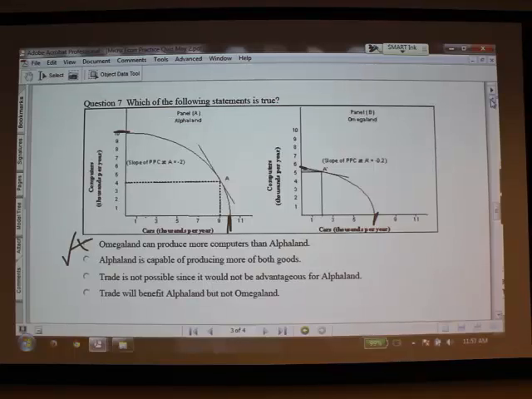What about C? Trade is not possible since it would not be advantageous for Alpha Land. No, they have different opportunity costs, right? The slope of this line is not equal to the slope of this line. Because the opportunity costs differ, they can gain from trade. And trade will benefit both countries if they have different opportunity costs.